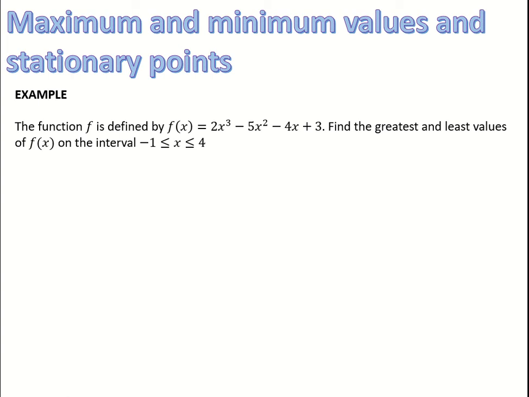So the first thing you want to do is find your stationary points. To find your stationary points, we need to differentiate. So we're going to take our f of x and we're going to find f dash x.